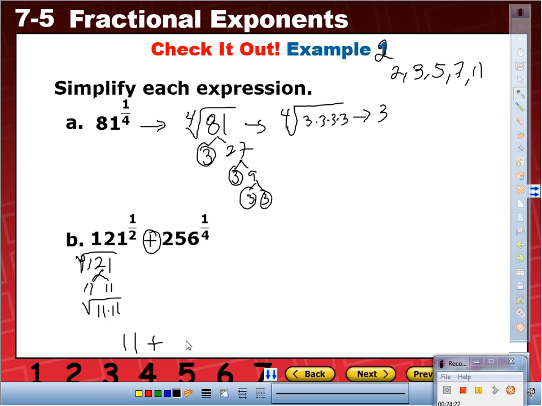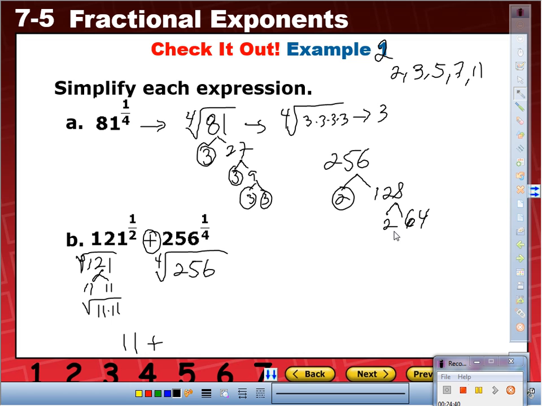Plus. Let's do this one. 4th root of 256. I'm going to do this one over here so I can have enough space. 256 divided by 2 is 128. Divide by 2, that's 64. Divide by 2, that's 32. Divide by 2, that's 16. Divide by 2, that's 8. Divide by 2, that's 4. 2 times 2. Whoa. That's why I wanted to give you one of these.